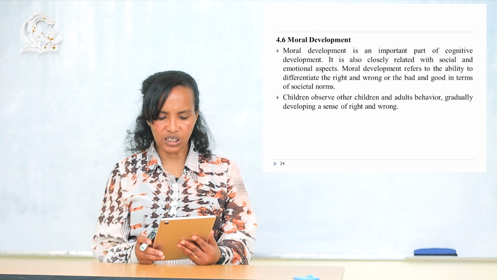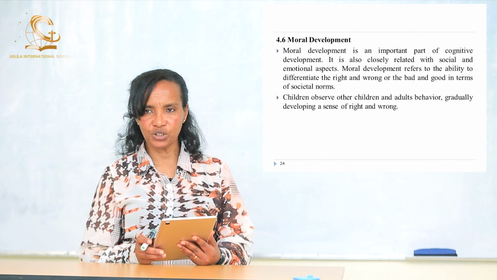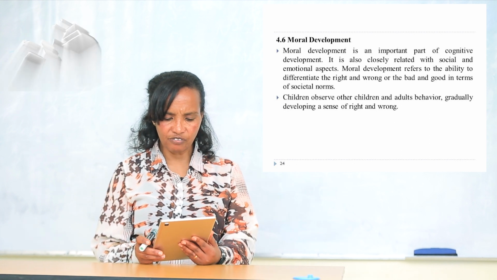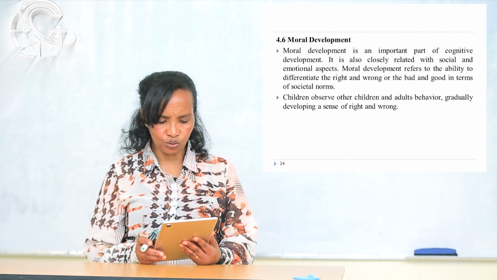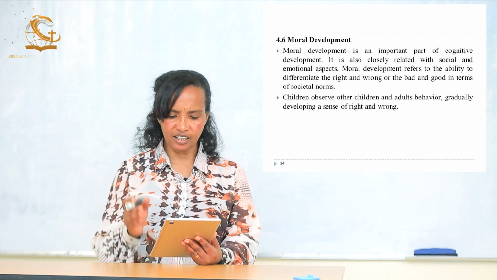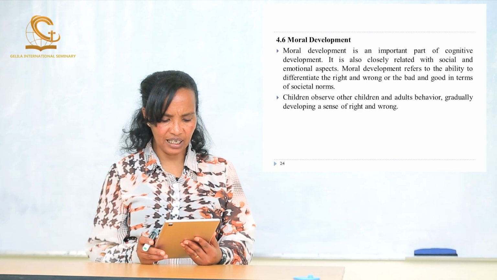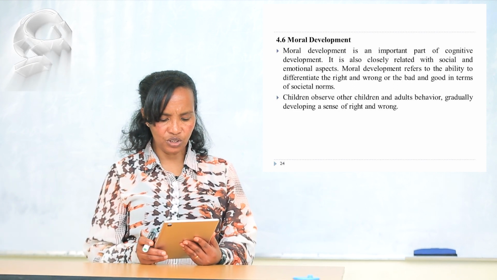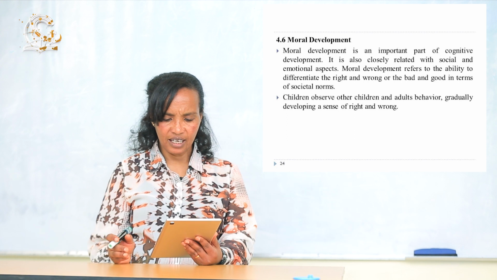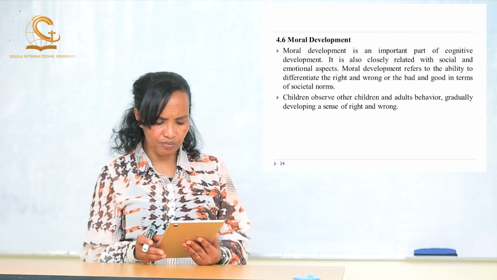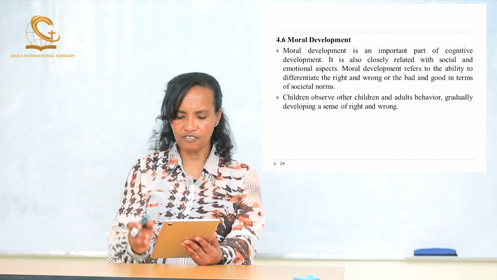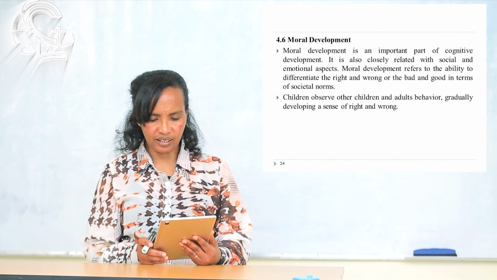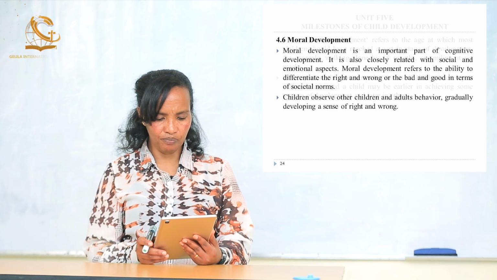It is also closely related with social and emotional aspects. Moral development refers to the ability to differentiate right and wrong, or bad and good, in terms of societal norms. So children observe other children's and also adults' behavior and gradually develop a sense of right and wrong. So these are aspects of development.